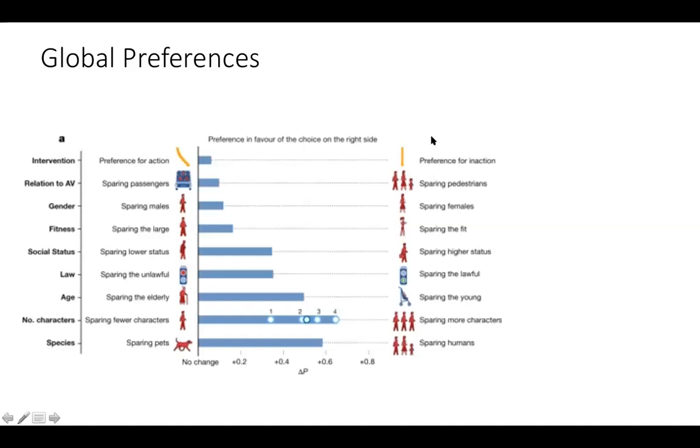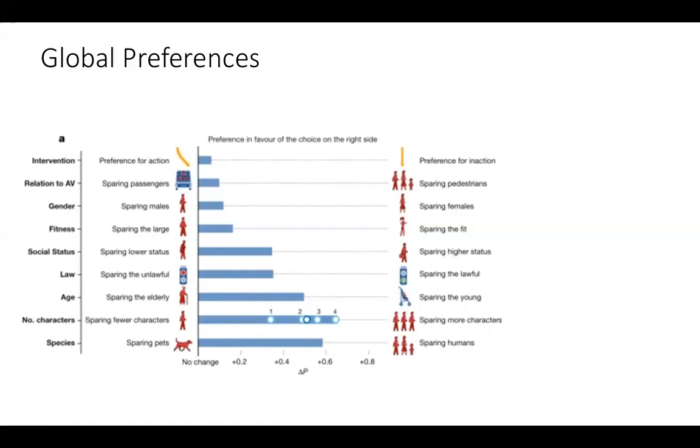They divided the preferences into various parts. Interventions: preference for action or preference for inaction. We will understand the plot later. Relation to autonomous vehicle: sparing passengers or sparing pedestrians. Gender: sparing males as opposed to sparing females. Fitness: sparing the large as opposed to sparing the fit. Social status: sparing lower status as opposed to sparing higher status. Law: sparing the unlawful as opposed to sparing the lawful. Age: sparing the elderly as opposed to sparing the young. Number of characters: sparing fewer characters as opposed to sparing more characters. Species: sparing pets as opposed to sparing humans. These were the different categories in which they divided the responses that they obtained.